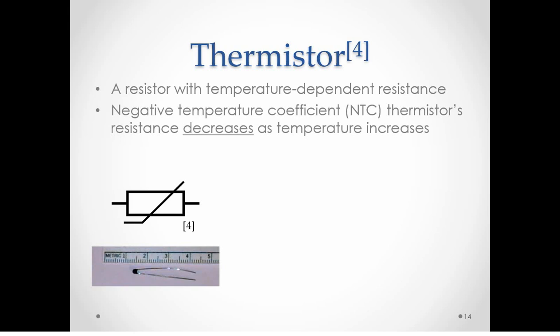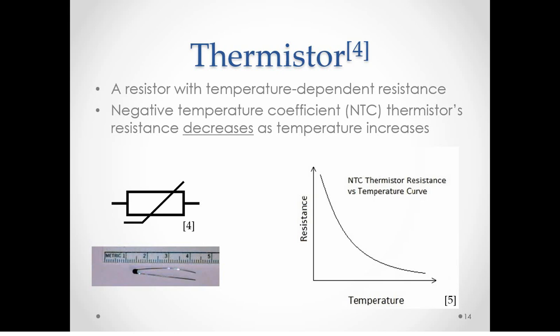In this experiment, we'll be using a negative temperature coefficient, or NTC, thermistor, which experiences a decrease in resistance as temperature increases. An image of the thermoresistor that will be used in this lab is provided below. As you can see, it's quite small. The relationship between resistance and temperature is not linear. This figure indicates that the shape of the curve is similar to that of an exponential decay curve.